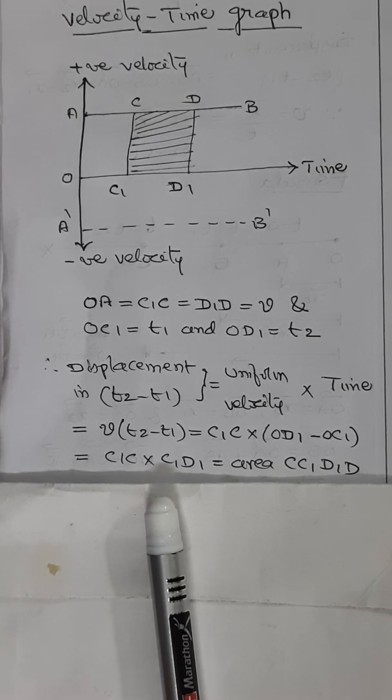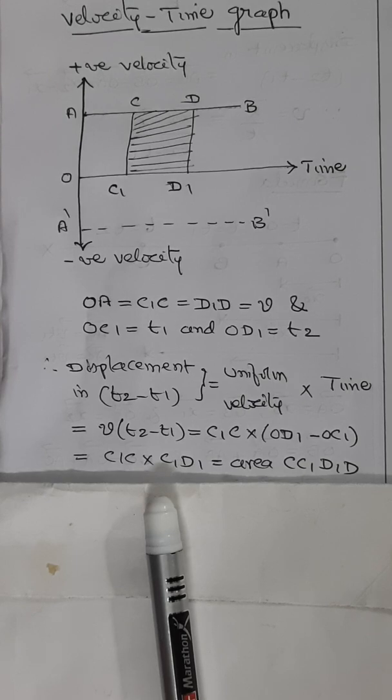And the third point that is to be understood is distance traveled by a body in a given interval of time is equal to the total area of velocity time graph without considering the sign. It means that even if the body is moving with a negative velocity, the area of velocity time graph is to be taken as positive for the measurement of distance traveled by a body.